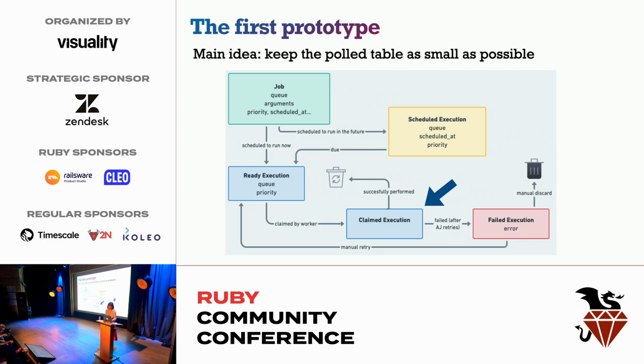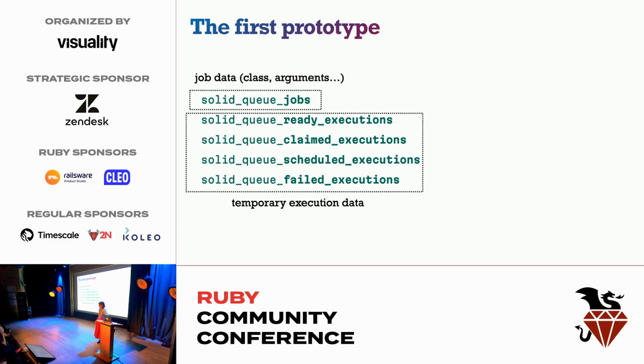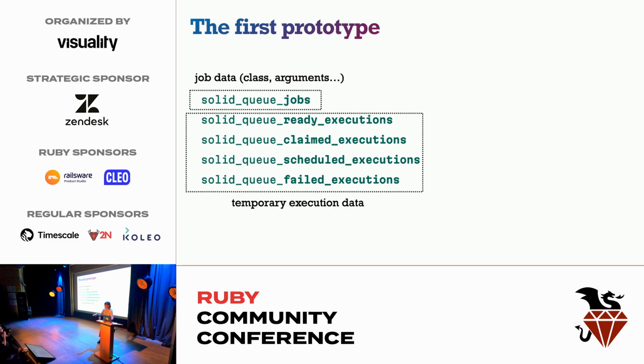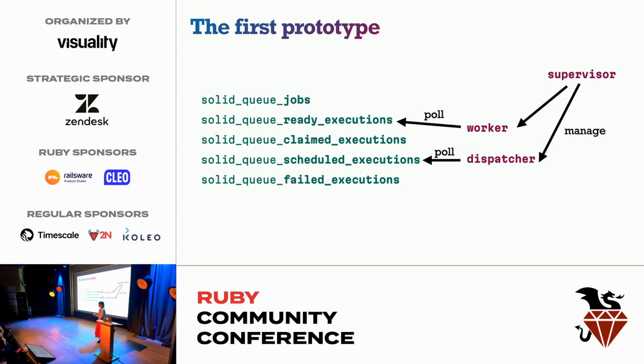That's it. So this prototype had 5 tables. Only one of them had all the actual data of the job, the class, the arguments, all that. And the other tables have just temporary execution data. So depending on the life cycle of the job, we will be moving its metadata from one execution table to the other. And then in our first prototype, we have 3 different types of agents. We have workers. They are just polling the ready execution table and picking new jobs to be run. Then we have dispatchers.